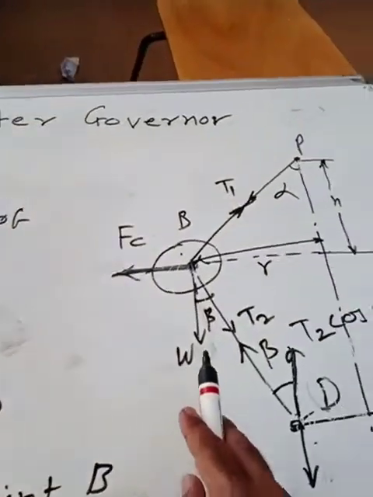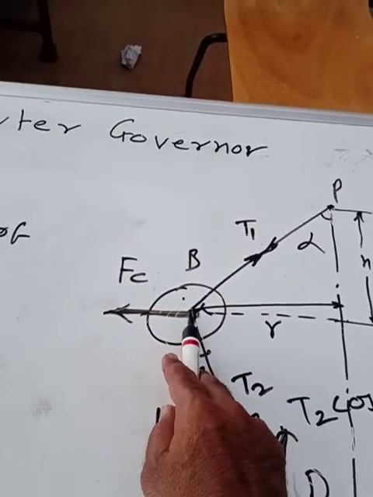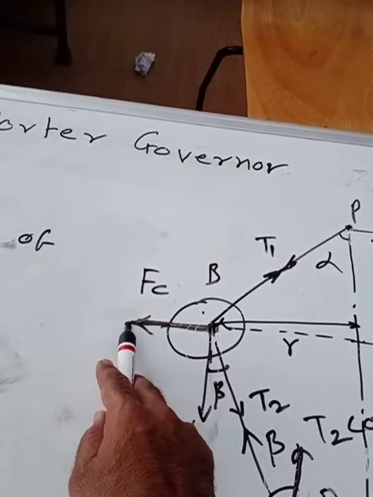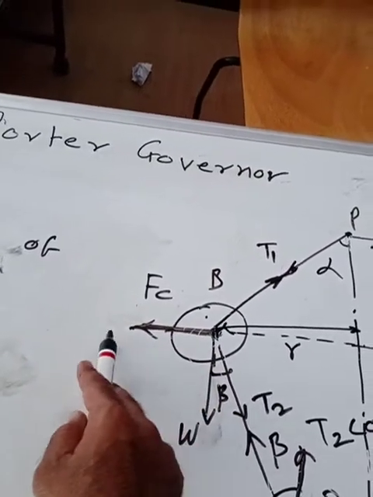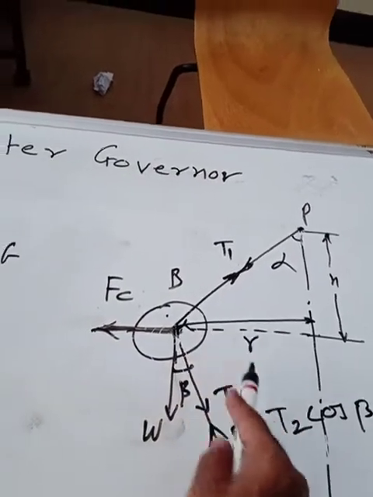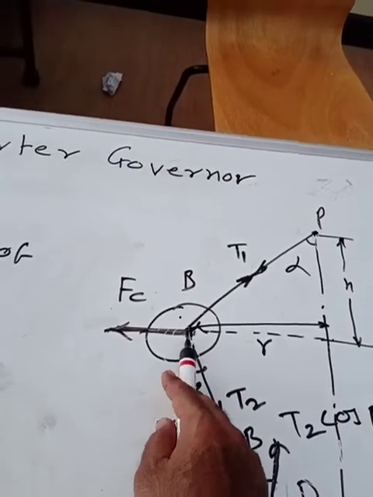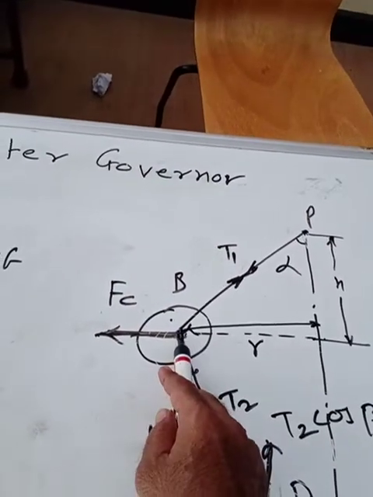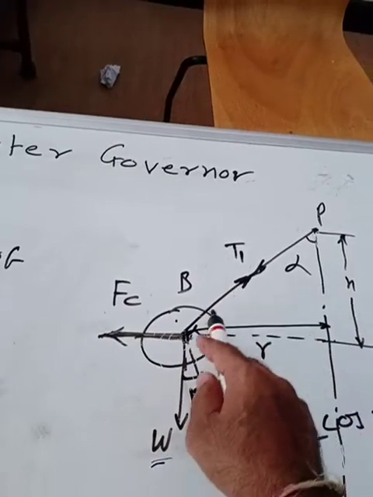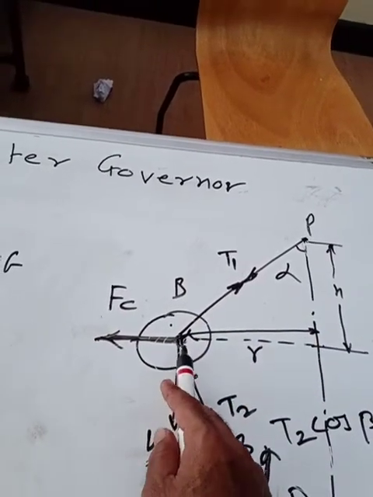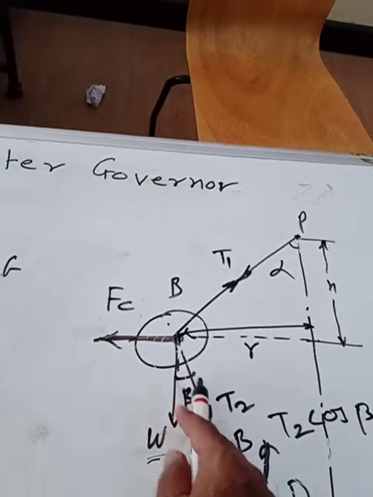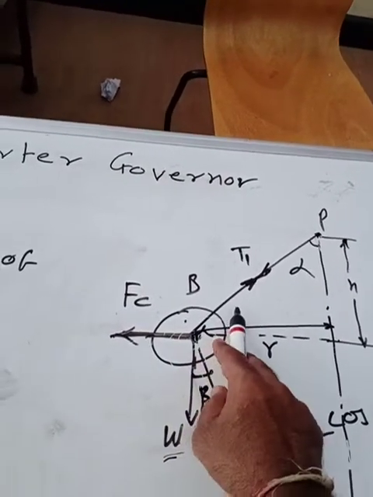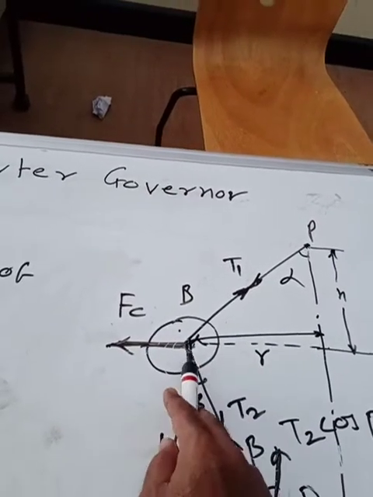Likewise, we'll consider the forces which are acting at point B. Now which are the forces acting at point B? First of all, the centrifugal force which is acting in a horizontal and outward direction as far as the governor is concerned. Second force which is acting is the weight of that fly ball. Third force which is acting is the tension in this arm. Fourth force which is acting is the tension in this lower link. So this is 1, 2, 3, 4. These 4 forces are acting at point B.